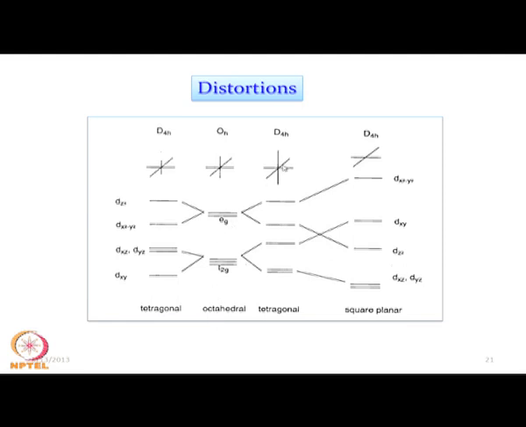And when we try to elongate this along the z axis, that means the z-out situation, the interaction in the z direction is less, which will give rise to the stabilization of the dz square orbital. So, this is dz square and this is dx square minus y square. And the situation for the t2g set is also different. So, the t2g set will undergo splitting for tetragonal elongation.